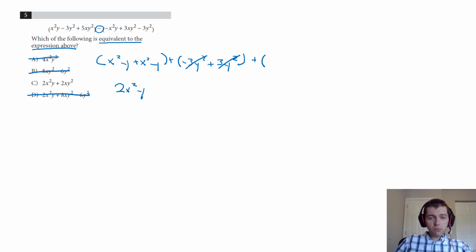So the last term you have to look at is this xy squared term. So you have 5, and then this is a positive xy squared, but distribute your negative. You have 5xy squared minus 3xy squared. That'll end up being 2, so this will be plus 2xy squared. And you can see that this indeed does match. And answer C is the correct answer.